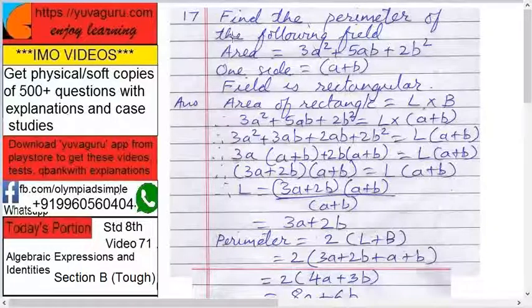Rectangular means area of rectangle is what? Length into breadth. Area is given as what? 3a square plus 5ab plus 2b square equals to, let's say this is the breadth. We don't know either it's length or breadth. You can take anything. So we'll take.